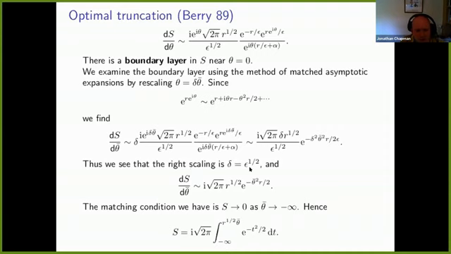So if I put delta as epsilon to the half, I get ds by d theta is e to the minus theta bar squared with a few constants. And I can integrate that up and I find that the Stokes multiplier is in fact an error function.